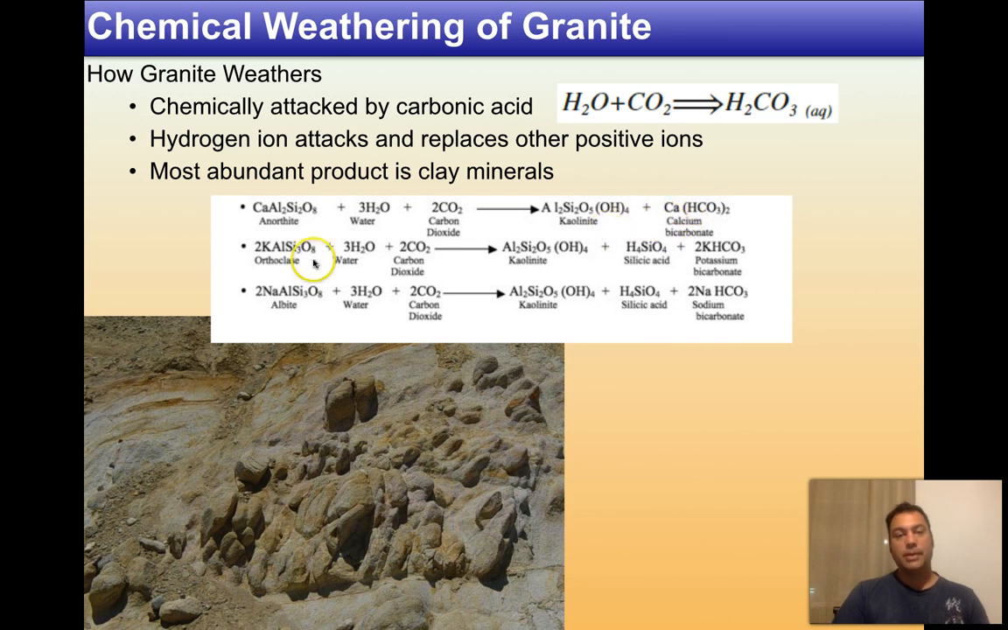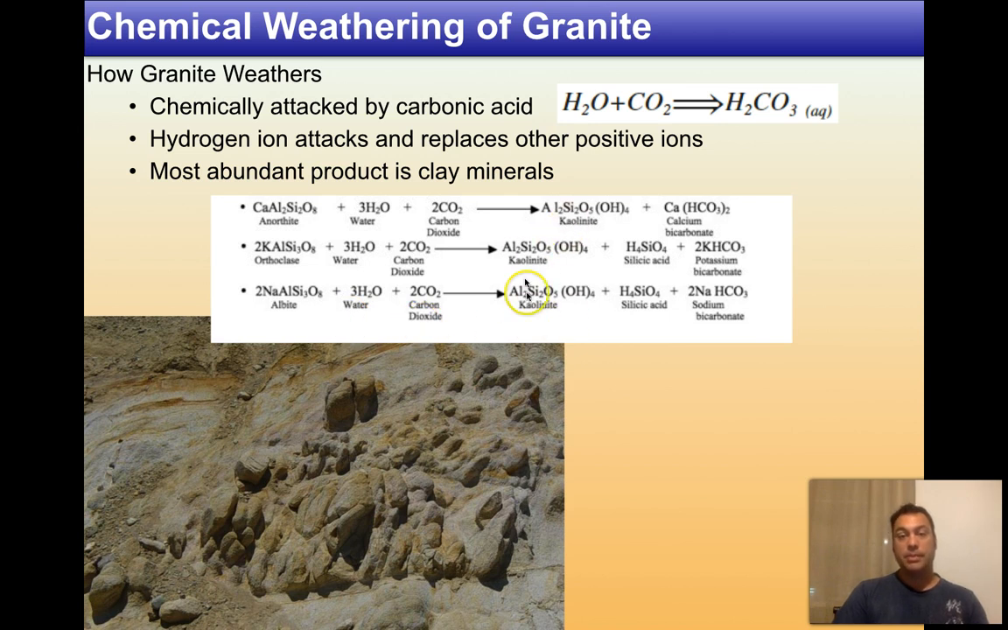If you take orthoclase, this is K-spar, plus water plus carbon dioxide, you're going to get kaolinite and silicic acid. Now we have something new here. We're going to be putting silica into the water. And potassium bicarbonate, again, going to wind up in the ocean. Both of these will wind up in the ocean. And last but not least, albite, which is the last of the three feldspars, plus water plus carbon dioxide is going to give you kaolinite.